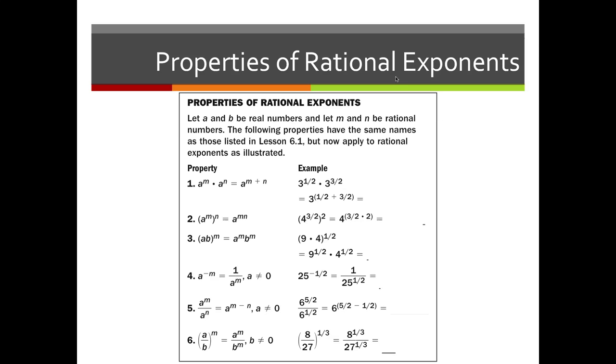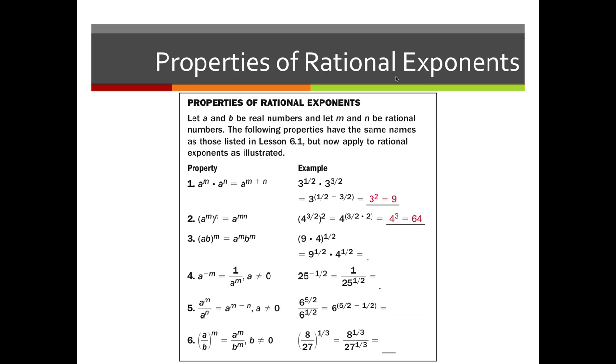Okay? And so just for some examples here, we can see that if I have 3 to the 1/2 power times 3 to the 3/2 power, the property allows me to add my exponents, which would become 3 squared, and that would be evaluated to be 9. The second property tells me that if I have 4 to the 3/2 power and then I square that, I'm allowed to multiply 3/2 times the 2, which would be 3. So then 4 to the 3rd power would just give me 64.